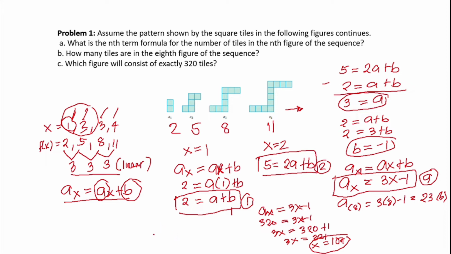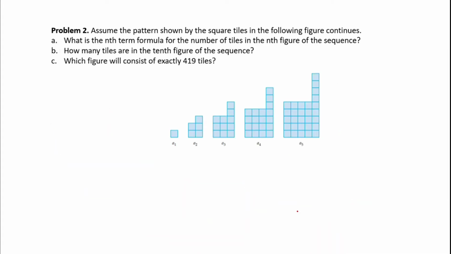So therefore, we could say that the 107th figure is composed of 320 tiles. Now we have answered letter A, B, and C. So this is by the use of the difference formula, the difference table, we could see what would be the next figure or the next term. So that's all about problem number 1. We have answered A, B, and C. All right. So next, proceed to problem number 2.